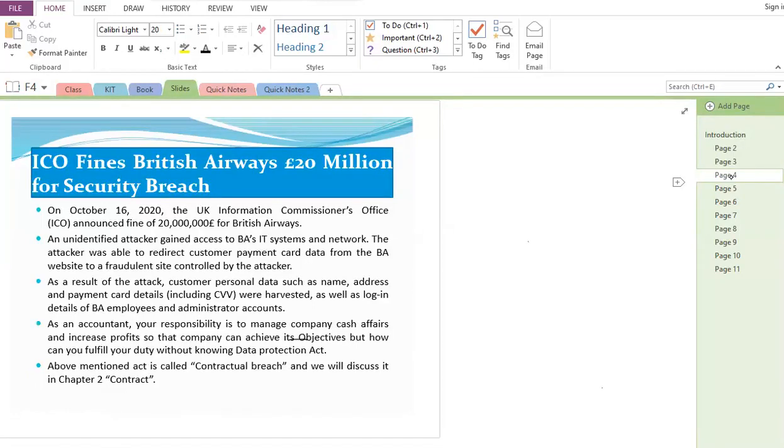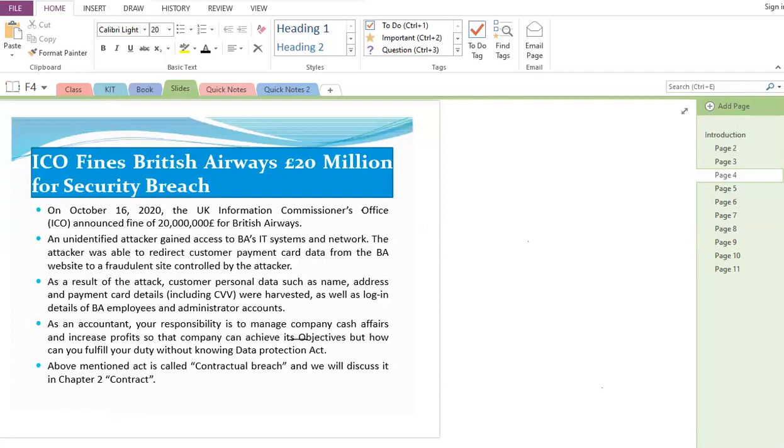So this is a case study. You can see ICO fines British Airways 20 million pounds for security breach. This is an event that occurred on October 16, 2020, when the UK Information Commissioner's Office, ICO, announced a fine of 20 million pounds for British Airways. British Airways is a very renowned airline, it travels across the world and has a very good brand name across the world. So they have been fined 20 million.